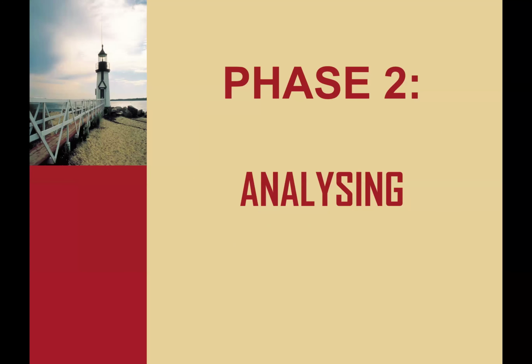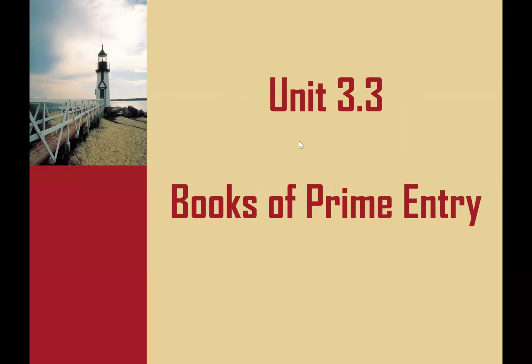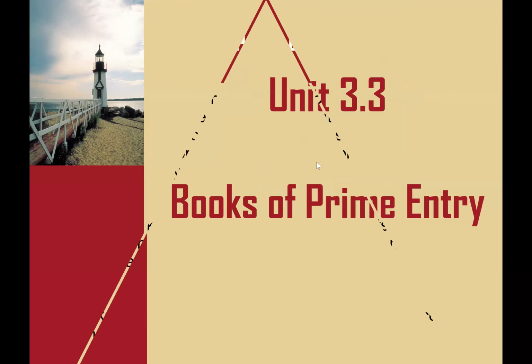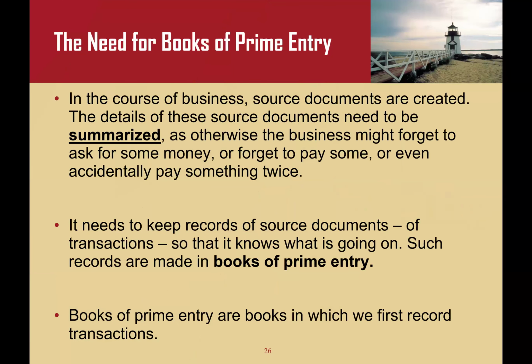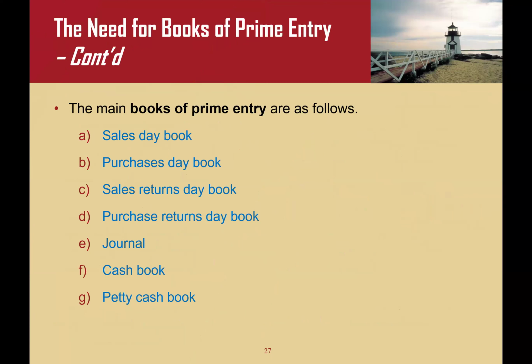Next, we have phase number 2, where we handle the analysis. And as I've mentioned, the analysis is done in books of prime entry, which include the sales day book, the purchases day book, the sales returns day book, the purchases returns day book. We have the journal, we have the cash book, and the petty cash book. So basically, these are our books of prime entry in which we do the analysis.